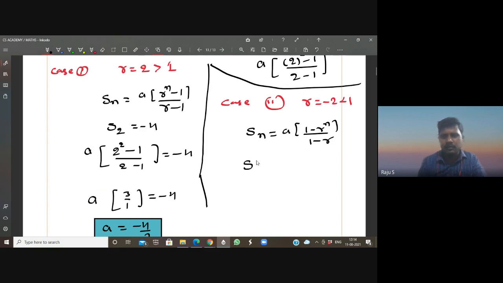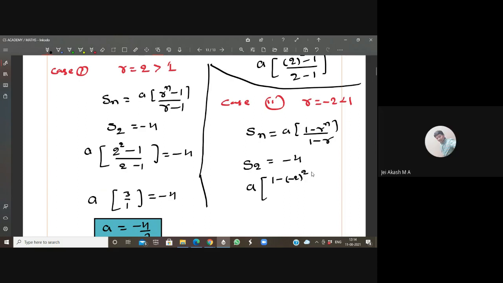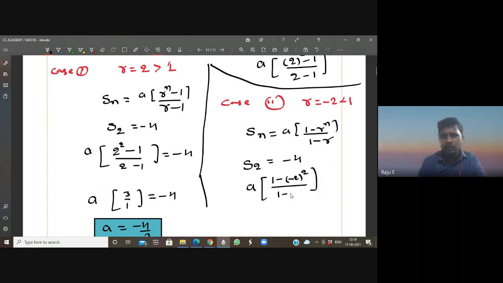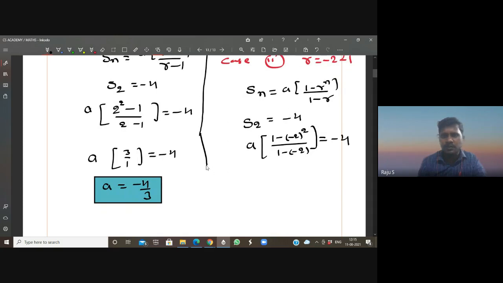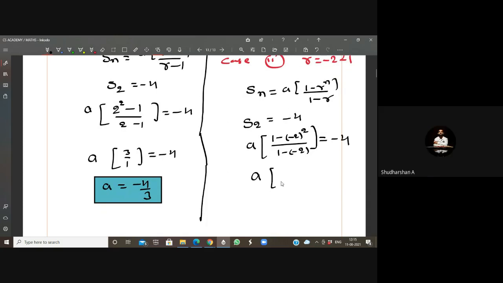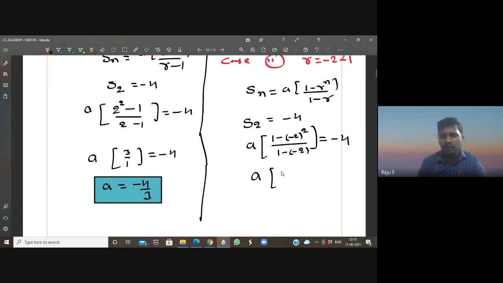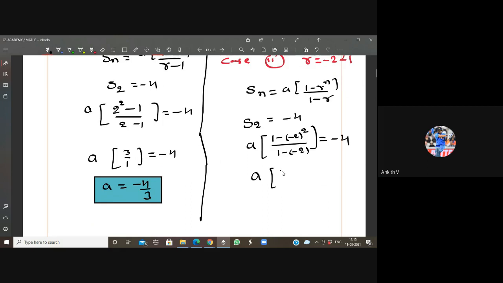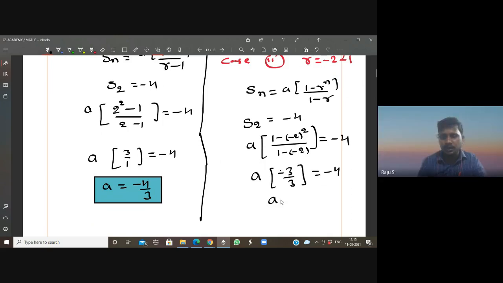Again minus 4 they have given. a into 1 minus minus 2 whole power. Sir, it's coming plus 4, sir. Now in this case, what is the a value you are going to get? Sir, it will be coming as minus 3a by 3 is equal to minus 4, sir. So a is equal to 4, sir. Okay, right. a value is 4.